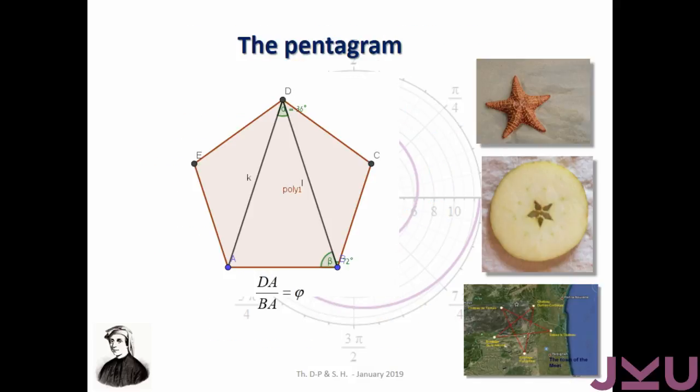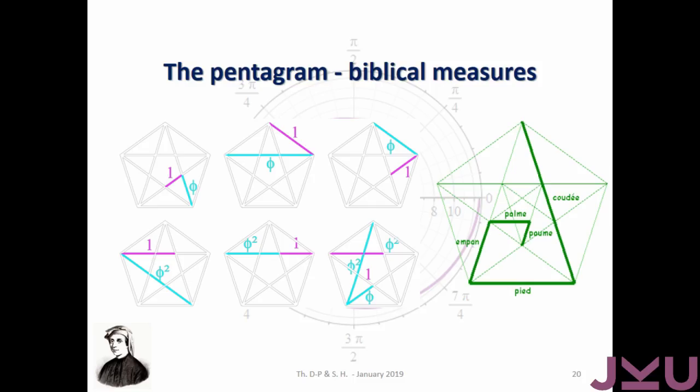Okay, another very interesting shape is the pentagram. Actually, if you take a regular pentagon and draw the diagonals, you will have a 5-vertex star which is called the pentagram. And a lot of occurrences in the real world exist. And also a lot of trigonometry and various proportions related to the golden ratio, sometimes to the square of the golden ratio.